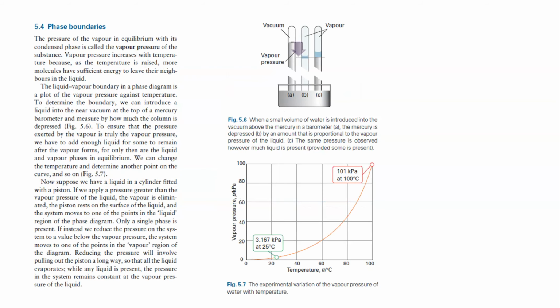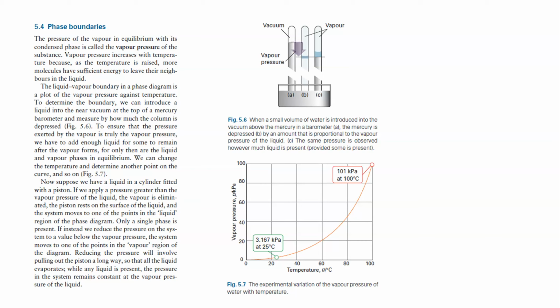Now, let's talk a little bit about phase boundaries in more detail. The pressure of the vapor in equilibrium with its condensed phase is called the vapor pressure of the substance. Vapor pressure increases with temperature because as temperature is raised, more molecules have sufficient energy to leave their neighbors in that liquid. The liquid-vapor boundary in a phase diagram is a plot of the vapor pressure against temperature.